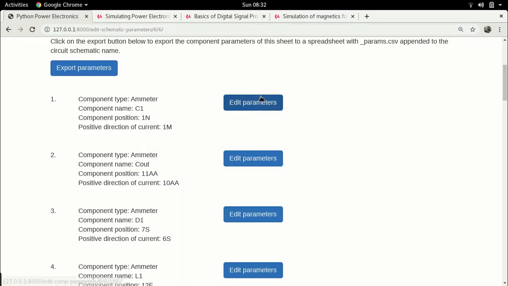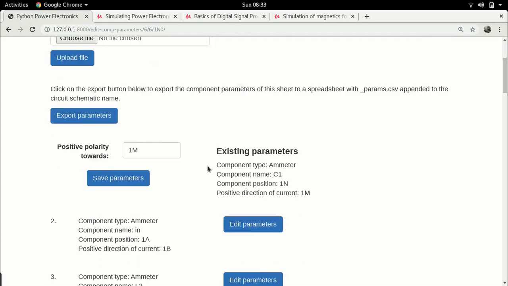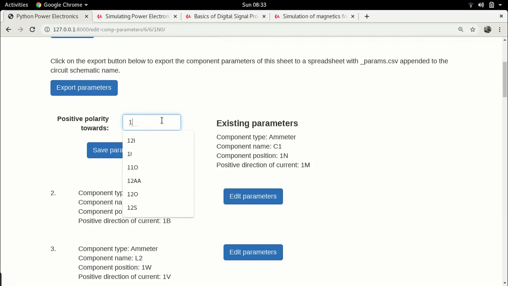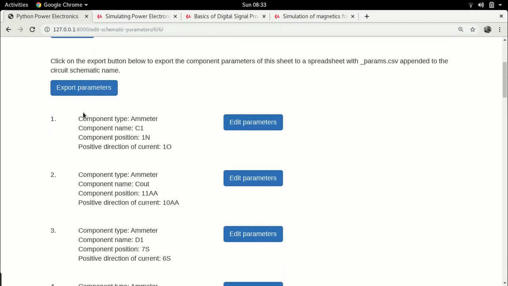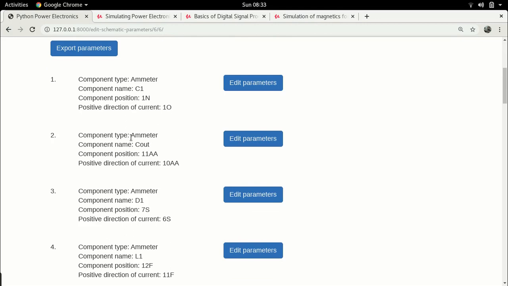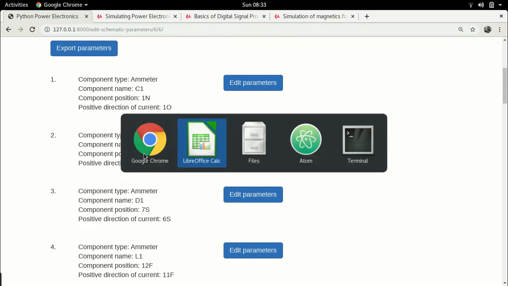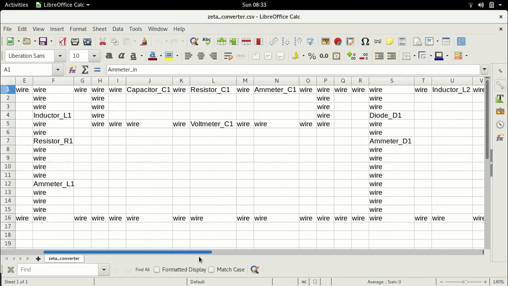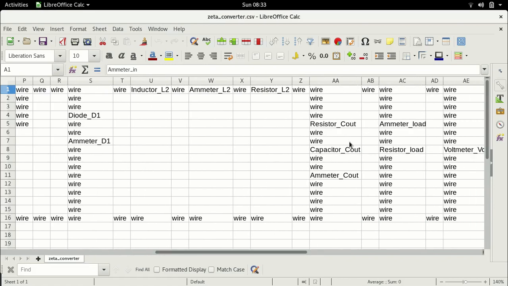Its positive direction is currently 1M, which is to the left. Let's change this and make it to the right. You could leave it here as well, but just to keep it compatible with the previous simulations of the CHUK converter and the SEPIC converter, I'll make it to the right as well. Then finally the ammeter Cout. Let's go all the way here. That is the ammeter Cout.